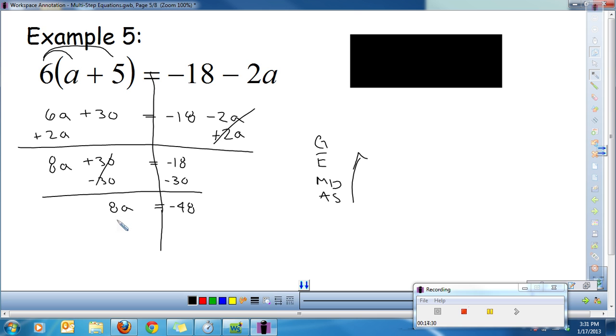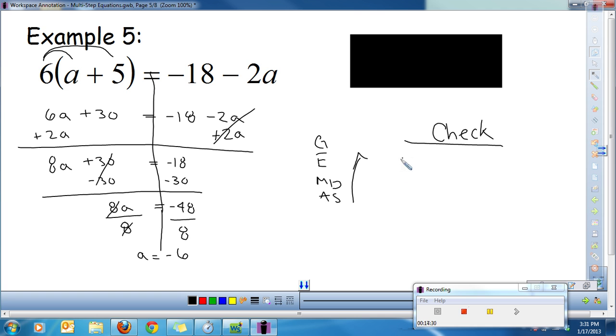I still need to get a alone. And right now I have 8 times a. So to undo 8 times a, I'm going to divide by 8. Negative 48 divided by 8 is negative 6. These 8's cancel, so I have a, and negative 48 divided by 8 is negative 6.